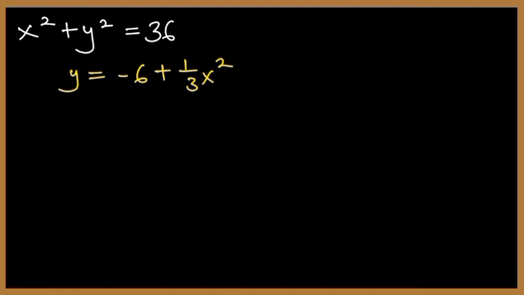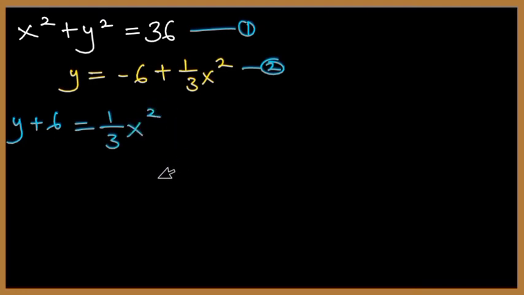So now, starting with this, I can say that this one is my equation 1, and this is equation 2. First, let's take equation 2. Taking equation 2, I can move this 6 to the left hand side. Doing so, I'll have y plus 6 equals 1 divided by 3 multiplying x to the power of 2. Now we try to make x to the power of 2 the subject here.